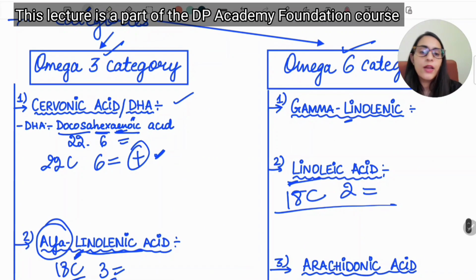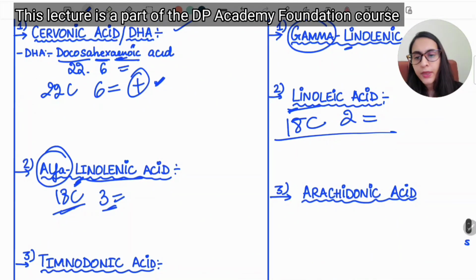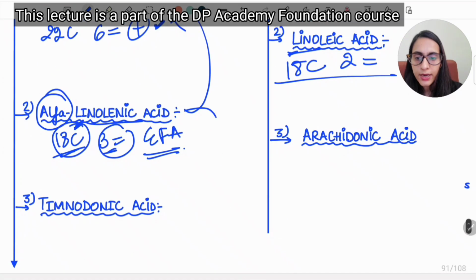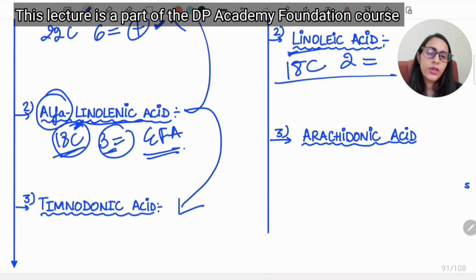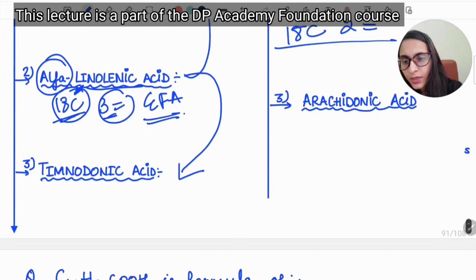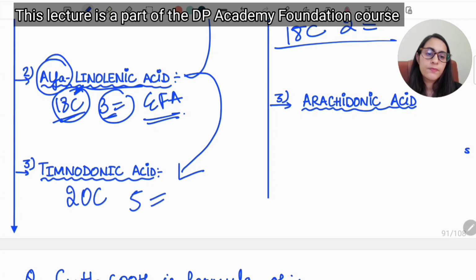Now the difference between alpha linolenic and gamma linolenic is that the positions of the double bonds are different. Alpha linolenic contains 18 carbon atoms and 3 double bonds, and it is an essential fatty acid. It is the precursor of the omega 3 category. That means if a person takes alpha linolenic acid, he can make DHA and also timnodonic acid. So basically it is a precursor of omega 3 fatty acids. Timnodonic acid contains 20 carbon atoms and 5 double bonds.